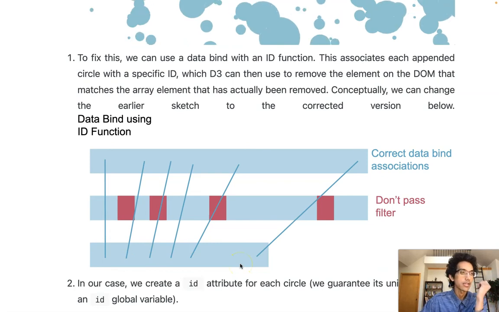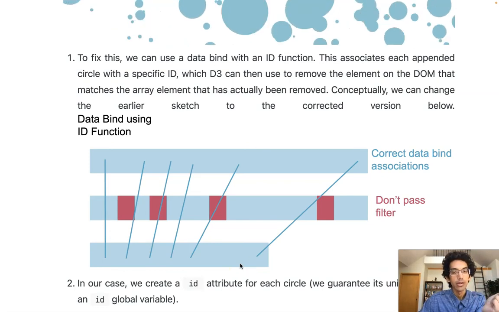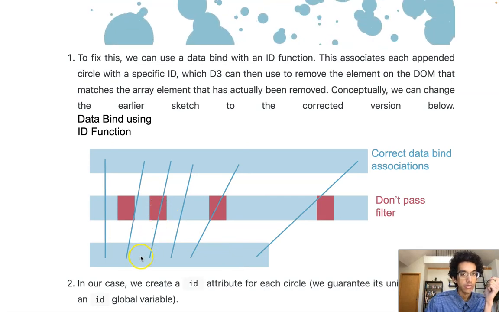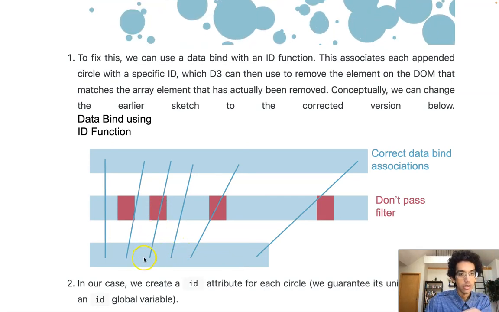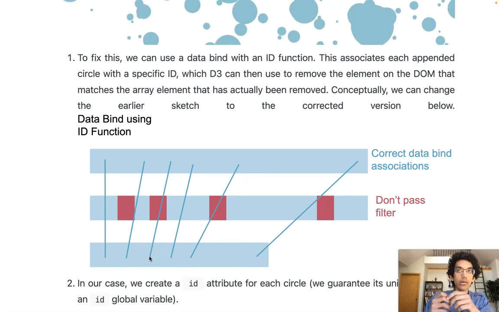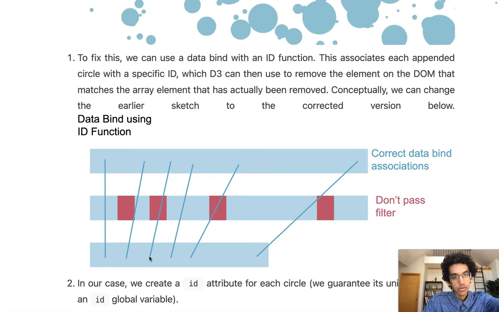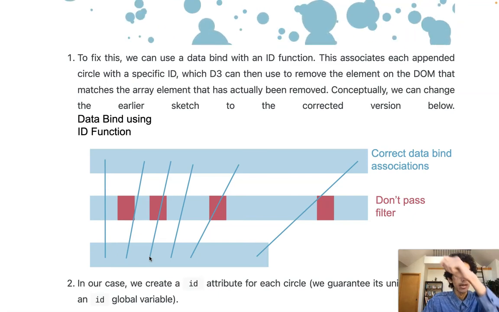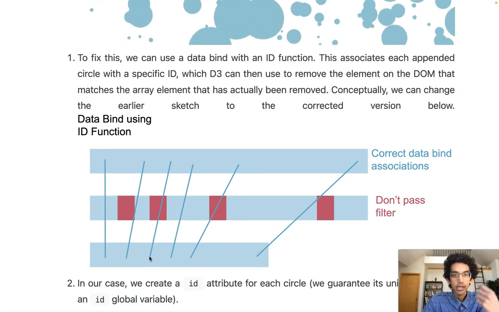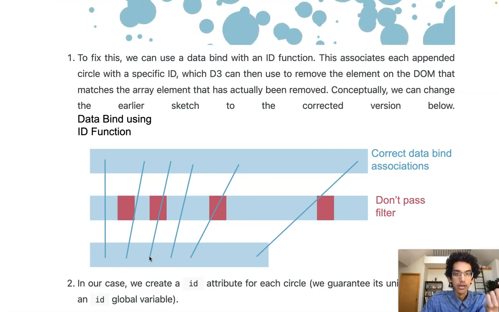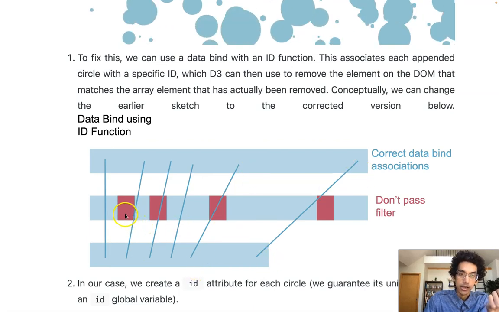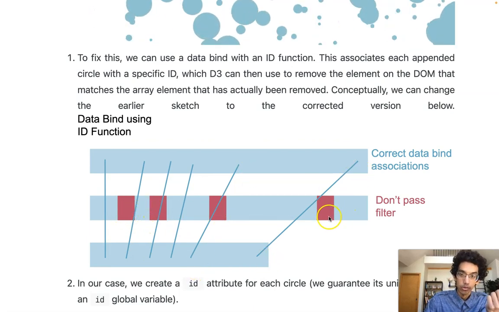If I tell it this is circle number 1, this is circle number 2, and if I remove circle number 5, then in this array it's going to go from 4 to 6 right away. And then it's going to know to match circle 4 from the original array with circle 4 in the new one, and circle 6 in the original array with circle 6 in the new one. So we need to have some sort of index. And now it's actually recognizing the correct associations, and it's removing the ones that we wanted to remove.